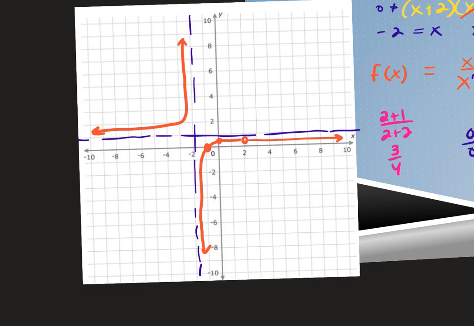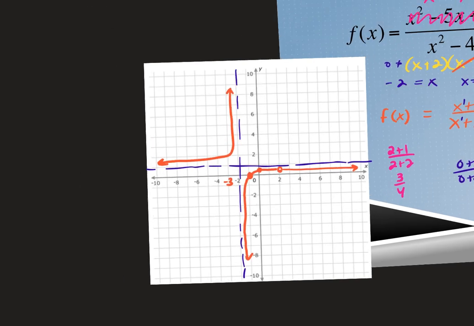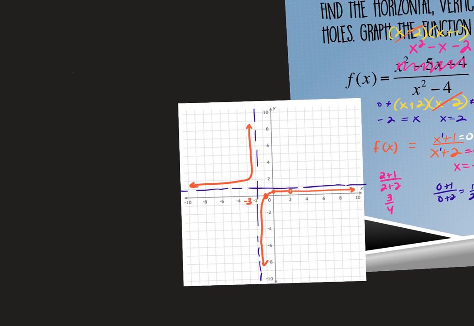How would I confirm it? Plot a point. So pick literally -3, the smallest one you could pick, and you're plugging it into your updated function. So -3 plus 1, -3 plus 2, I get -2 over -1, 2. (-3, 2) is where that coordinate point goes, which confirms it's above the horizontal asymptote.